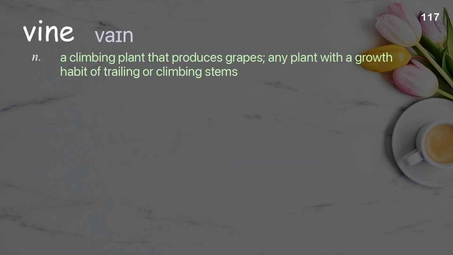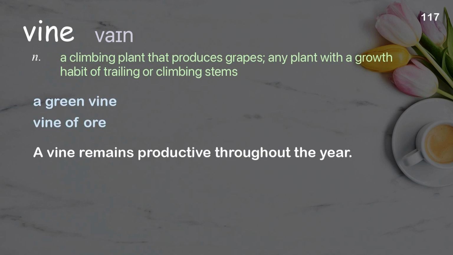Vine. A climbing plant that produces grapes, any plant with a growth habit of trailing or climbing stems. Examples: a green vine, vine of war. A vine remains productive throughout the year.